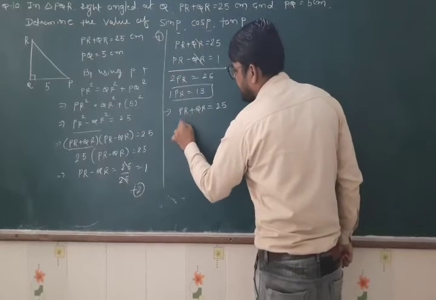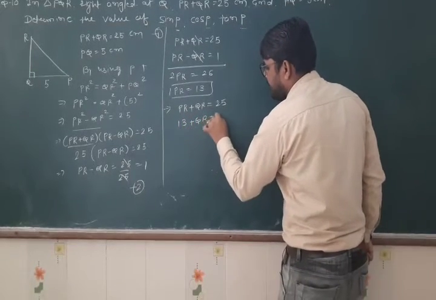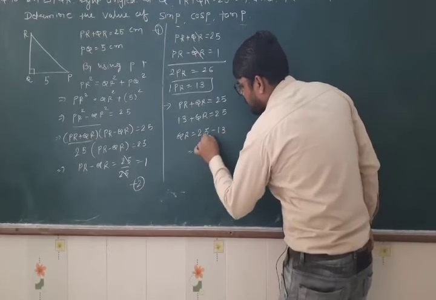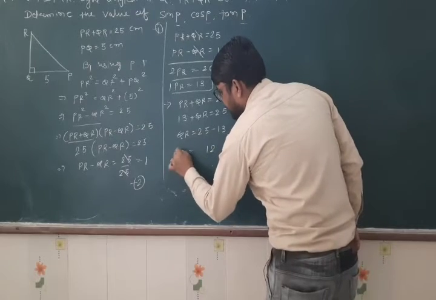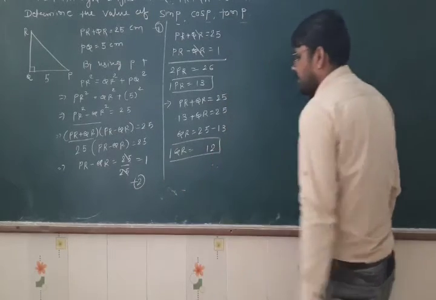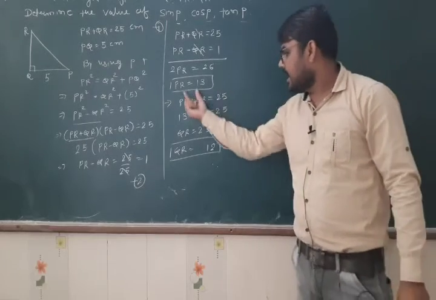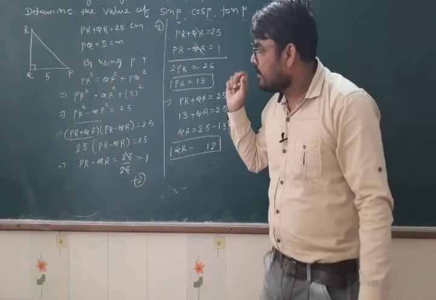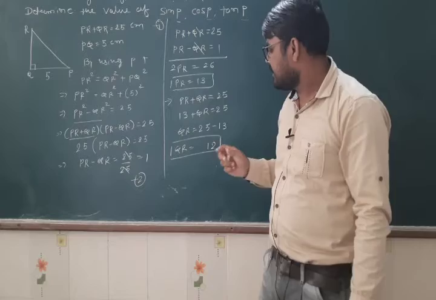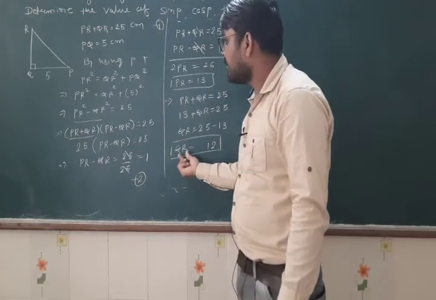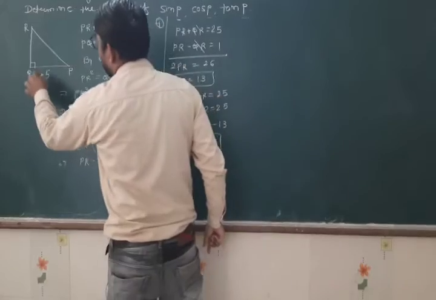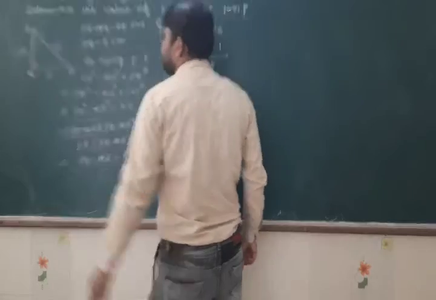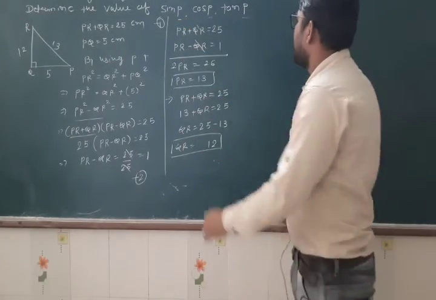Then what is PR? That is 13. Then QR equal to 25 minus 13. So this is 12. So I got the values of PR, QR and PQ already given. So I got all the sides of the right triangle. Right now I got it. So shift into the triangle. QR equal to 12, QR this is 12 and PR that will be 13. Okay. Now we will try to find sin P.